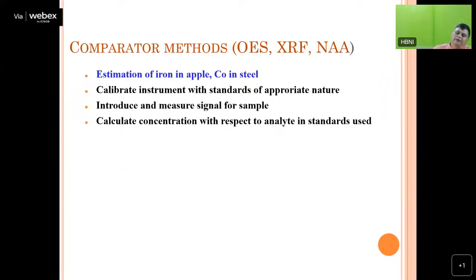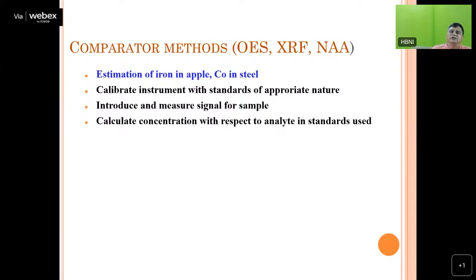Then comes the comparator method. So what is the difference? The comparator methods again depend on the calibration as well as the standard materials. But the difference between the comparator methods and the relative methods is that in the case of comparator methods, you need matrix matching standards. It means that if you are determining copper in soil samples, then you need a soil standard only. If you are determining copper in an alloy sample, such as steel, then you need a steel standard only. So that is the difference between the comparator method and the relative method.